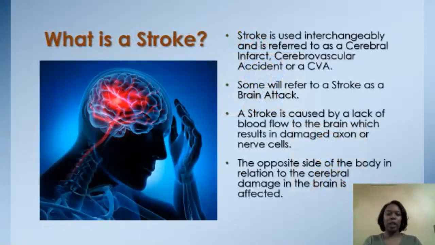So let's discuss what a stroke is. A stroke goes by several names, and I believe this is very important because in report as a nurse, you may receive cerebral vascular accident or CVA. When you read the chart, it may state a cerebral infarct. And if you talk to your patient, they may say, the doctor explained I had a brain attack. So I want you to leave here knowing that stroke, cerebral infarct, cerebral vascular accident, CVA, brain attack are all the same diagnosis.